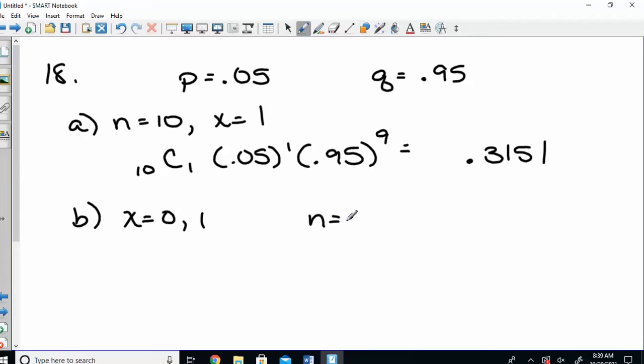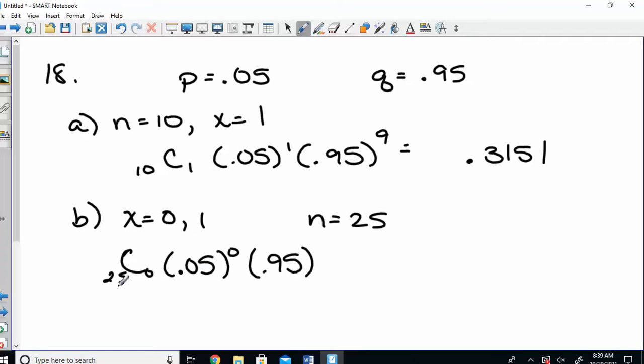Okay, so B, the probability that fewer than 2. If it's fewer than 2, then X could be what? 0 or 1. And N, how many people do we have this time? 25. Does my table go up to 25? No, I did this intentionally, so you had to do it by hand. So we have 25 choose 0, my 0.05 to the X power, X is 0, my 1 minus P, so 0.95 to the N minus X, 25 minus 0 is 25.